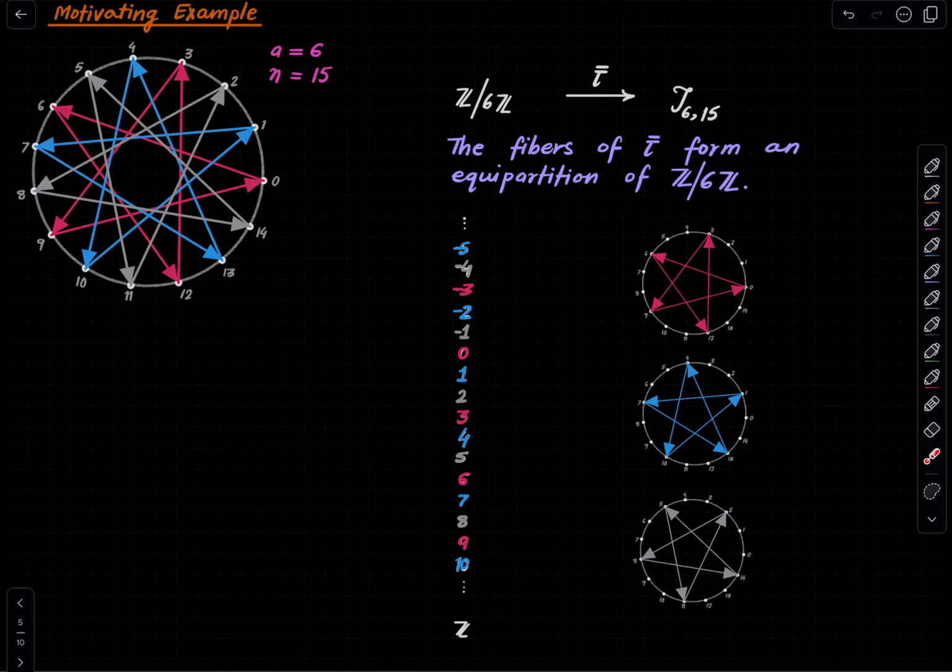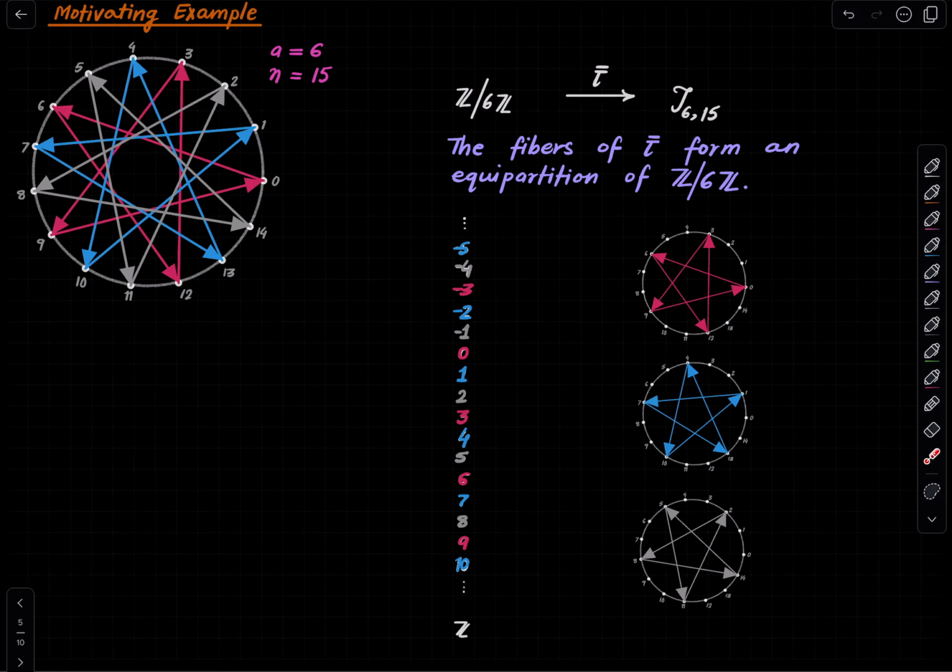The fibers form a partition. That's not a problem, because fibers always partition the set. You take any function, the fibers of that function will partition the domain. I mean, the non-empty fibers will partition the domain. What we are saying is that they form an equipartition, meaning any 2 fibers have the same size.